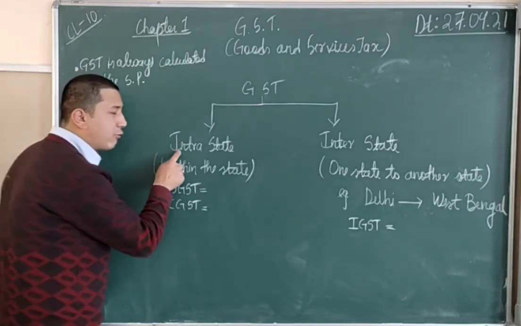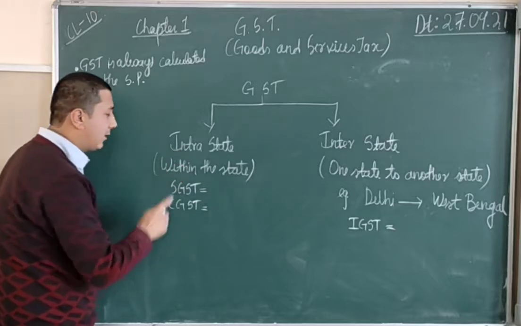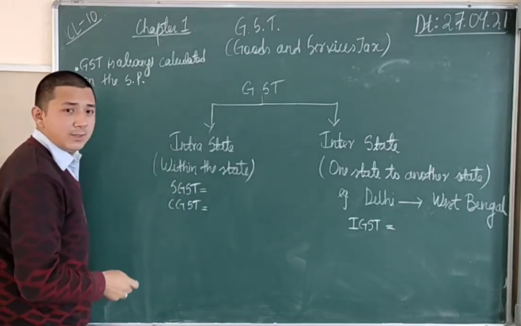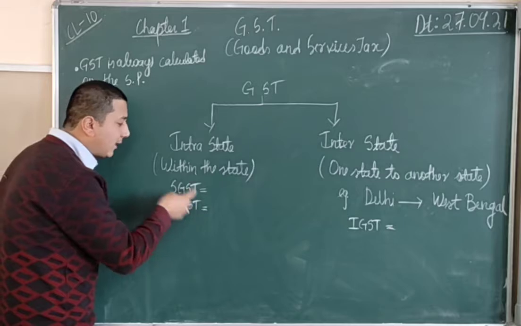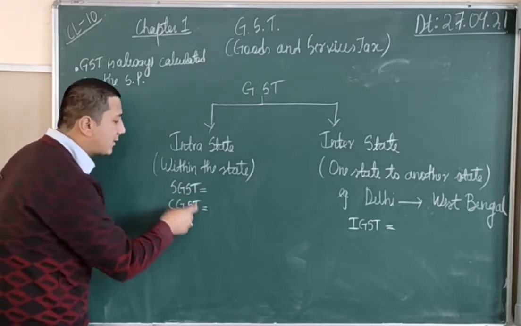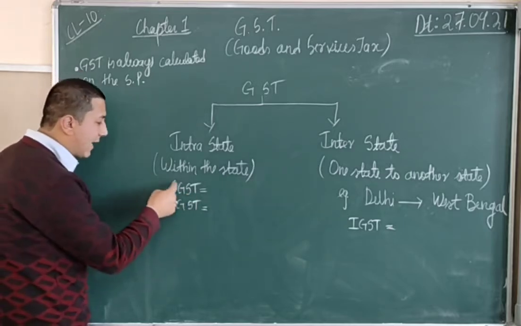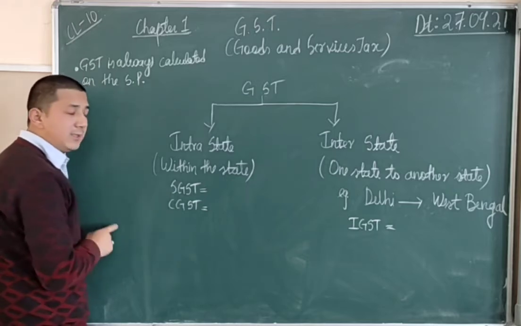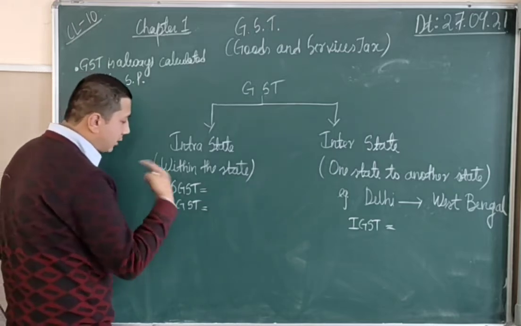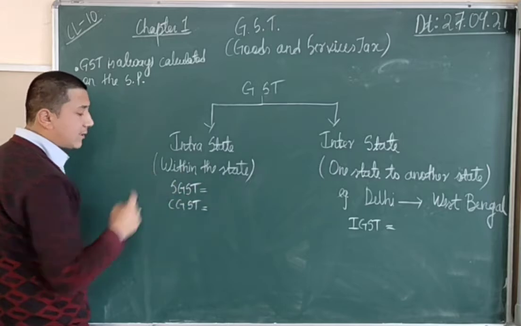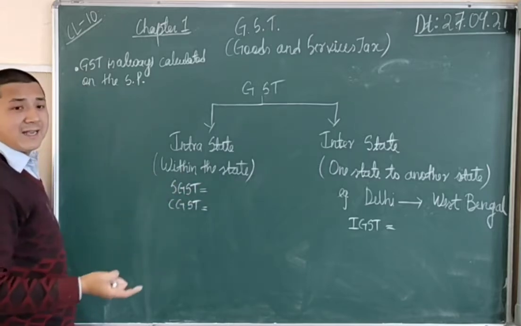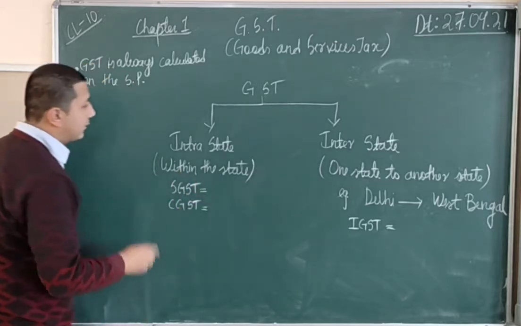If the case is intrastate, remember that we will be calculating two GSTs. One is known as SGST, the other known as CGST. You just have to add S and C. Now SGST stands for State Goods Service Tax. CGST stands for Central Goods Service Tax.